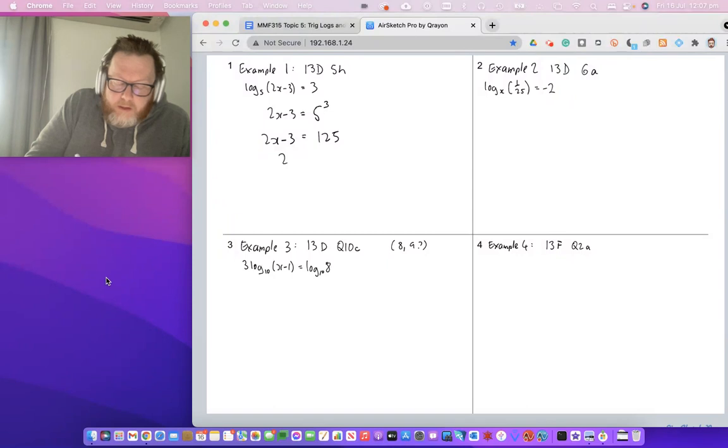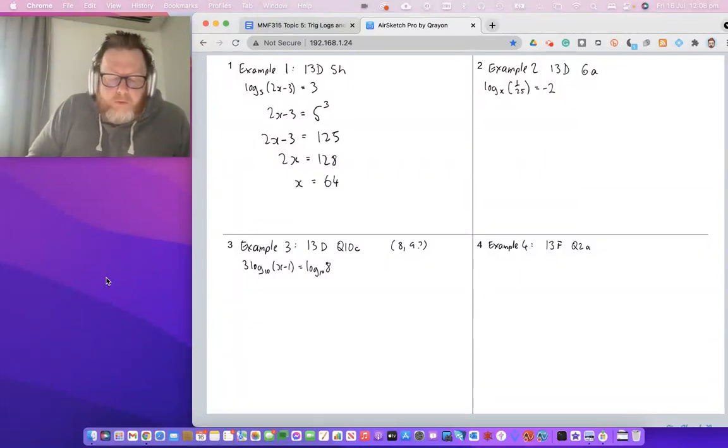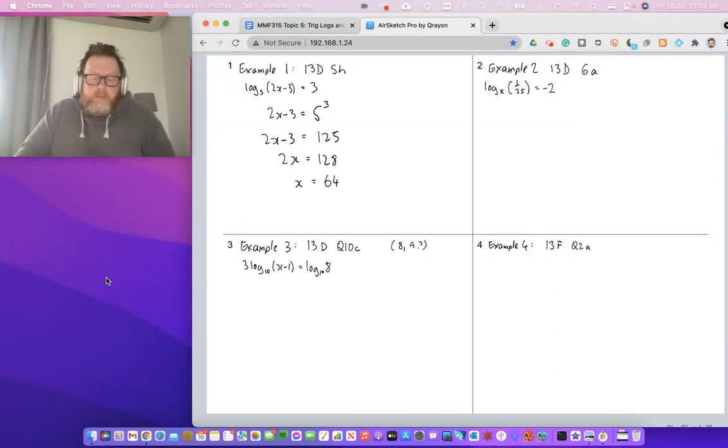So we've got 2x minus 3 equals 125. Add 3 to both sides to get 2x is equal to 128. And then divide both sides by 2 to get x equal to 64. So there you go, there's the answer. x equals 64.